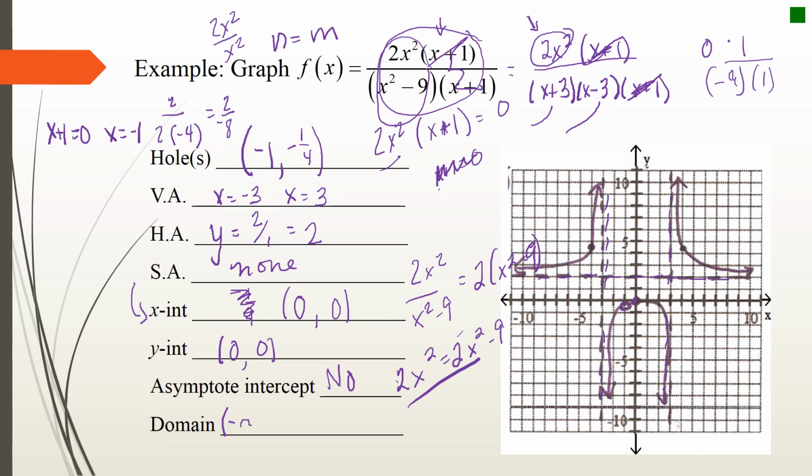So I'm going to go from negative infinity to negative 3, and then from negative 3 to negative 1, because that's where the hole is, and then negative 1 to 3, that's my other vertical asymptote, and then 3 to infinity.